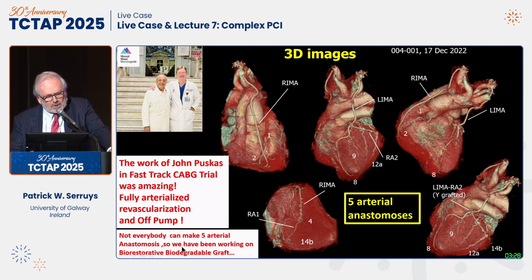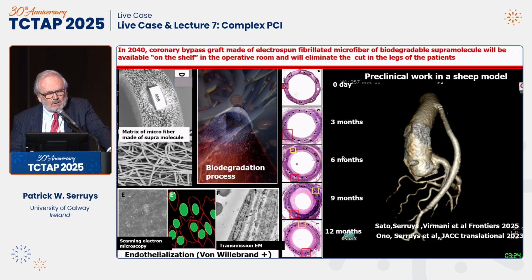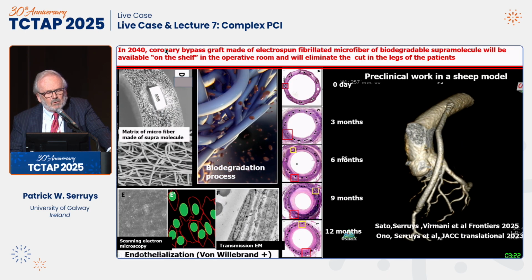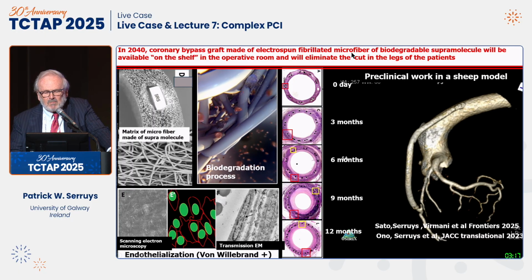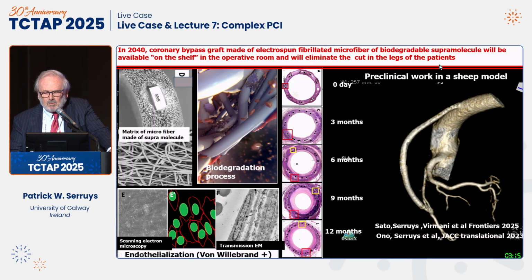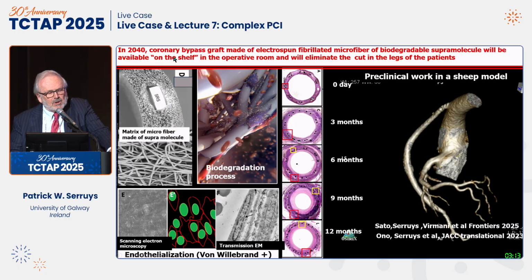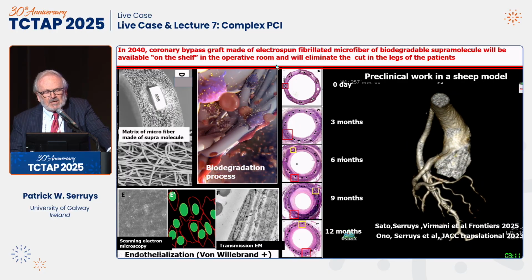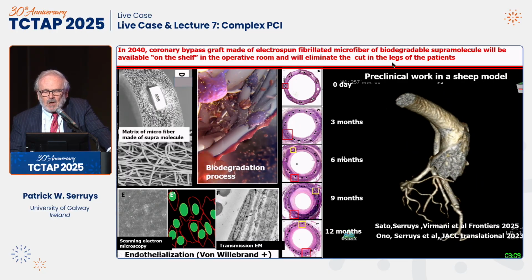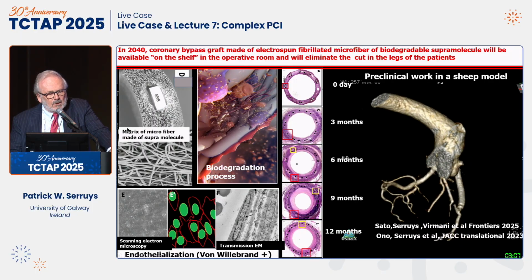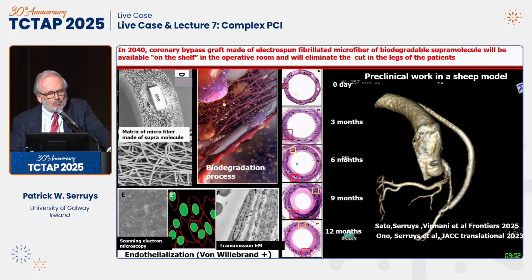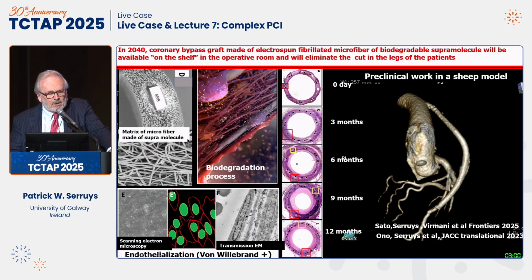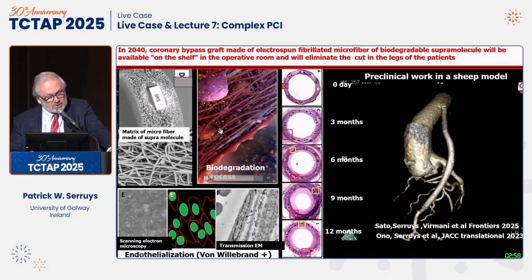So we have been working on biorestorative, biodegradable grafts. You see here, in 2040, a coronary bypass graft made of electrospun fibrillated microfiber of biodegradable supramolecule will be available on the shelf in the operative room and will eliminate the cut in the legs of the patient. You see the matrix of microfiber made of supramolecule with some nitinol here, and you could see the biodegradation process.